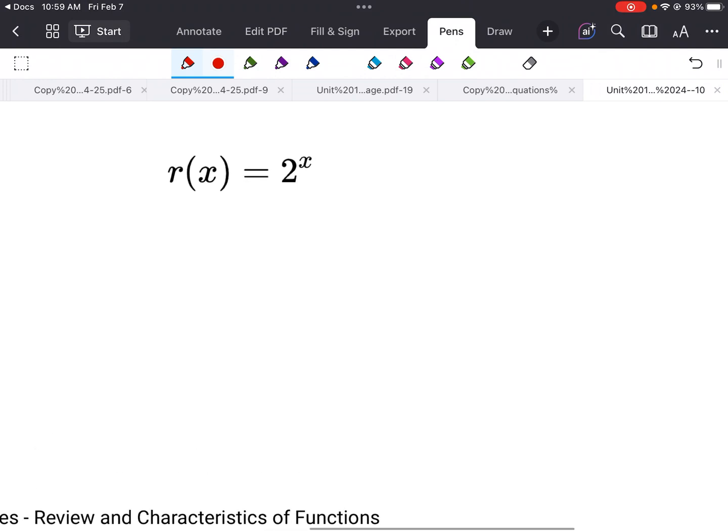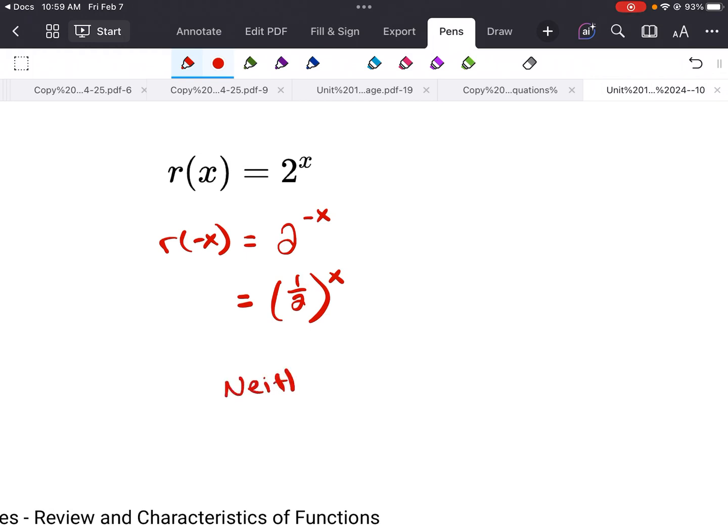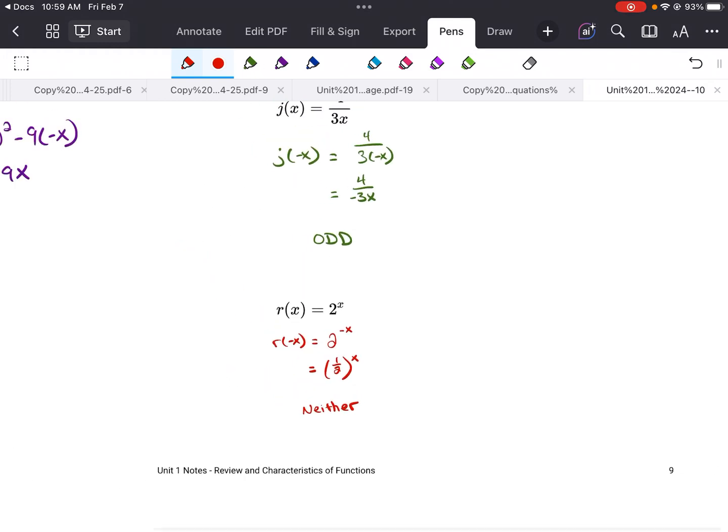And finally, an exponential. So we're plugging in negative x into our exponent. And we all know from exponent laws, a negative exponent means find the reciprocal. So it is the reciprocal of the original function, which is not the opposite. It is also not identical, so this will be neither. Okay, hopefully that makes sense.